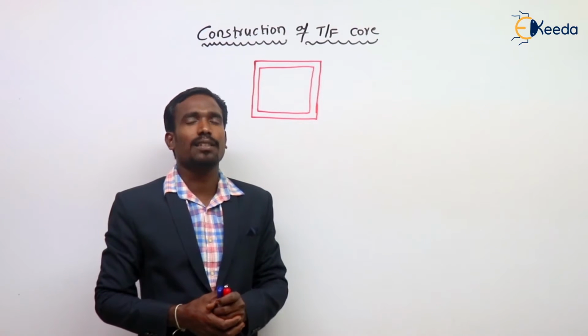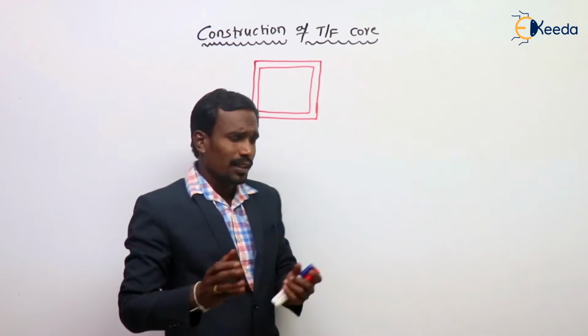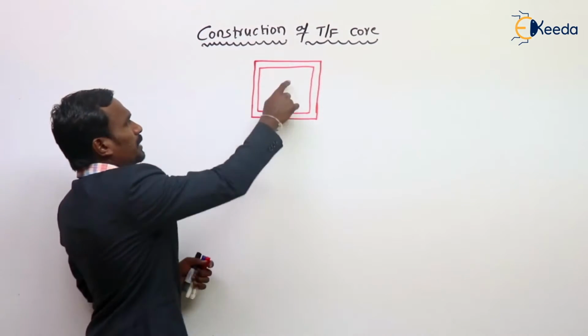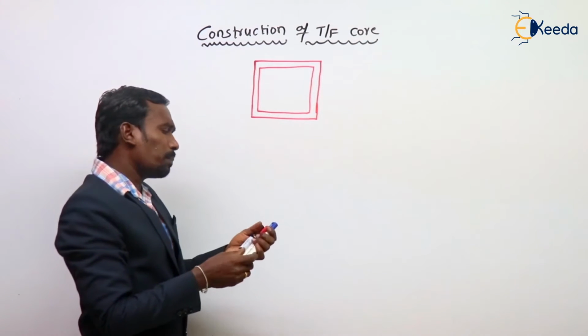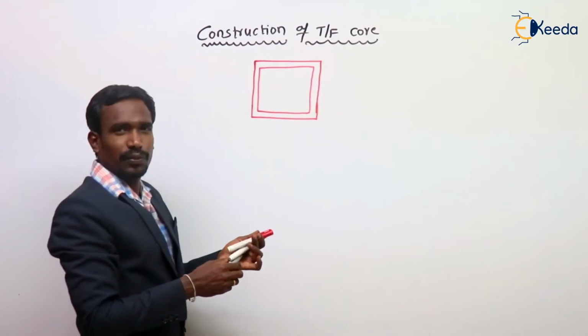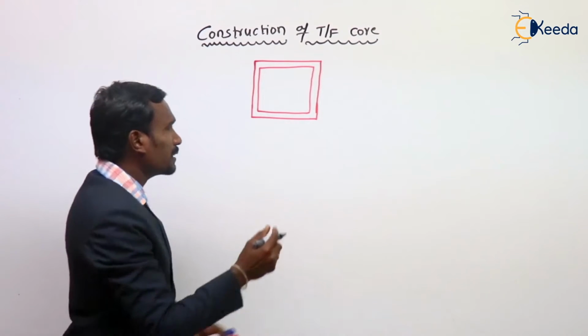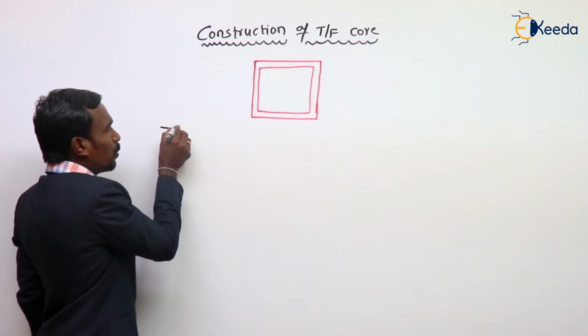How can we construct the transformer core? Let's see. For example, this is my transformer core. What is the purpose of the transformer core, first of all?